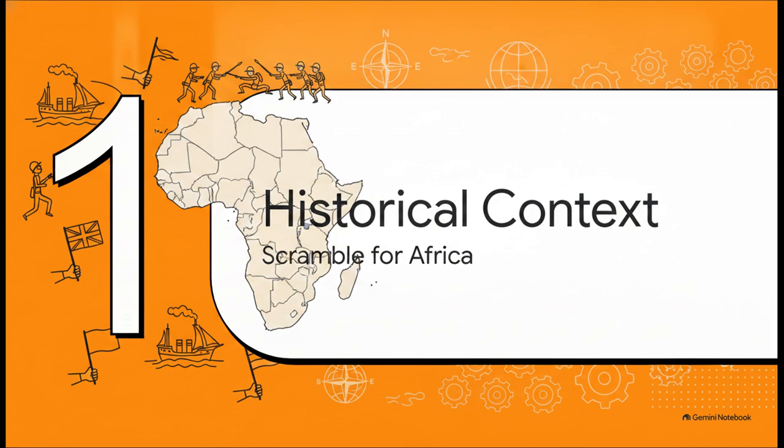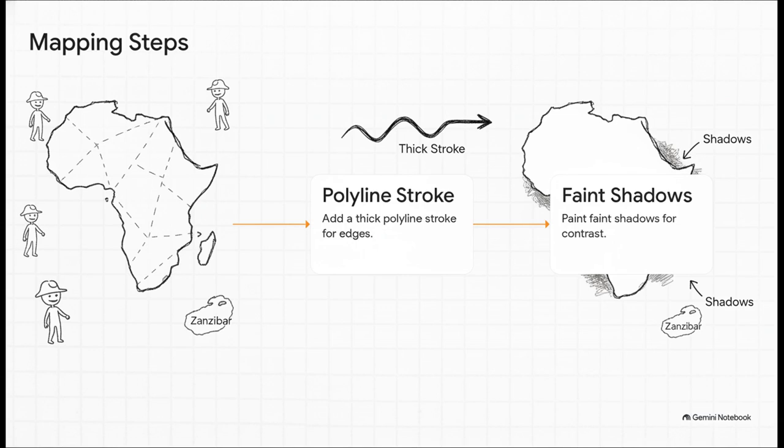Section 1. Mapping the historical context. Okay, so to set the scene for this late 19th century colonial clash, which happened right during the intense scramble for Africa between Britain and Germany, we absolutely need a map. And in DaVinci Resolve's Fusion page, you can literally just draw polygon borders, add a thick polyline stroke for the edges, and paint some faint shadows underneath to give it some pop. It's incredibly simple, yet it's highly effective for placing our Sultanate of Zanzibar right off the East African coast without overwhelming the viewer with a ton of geographic clutter.